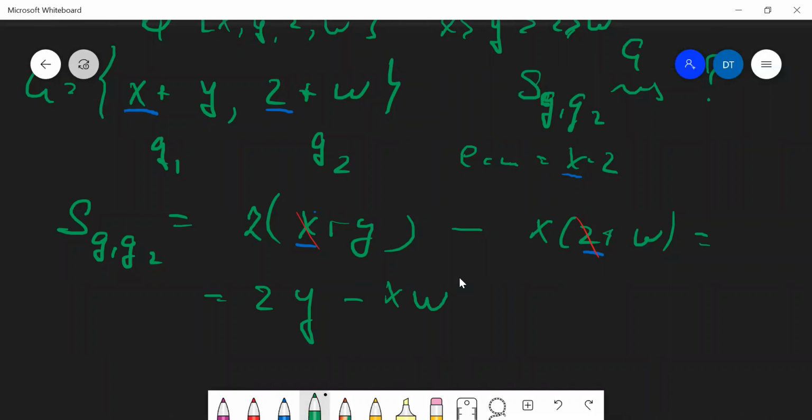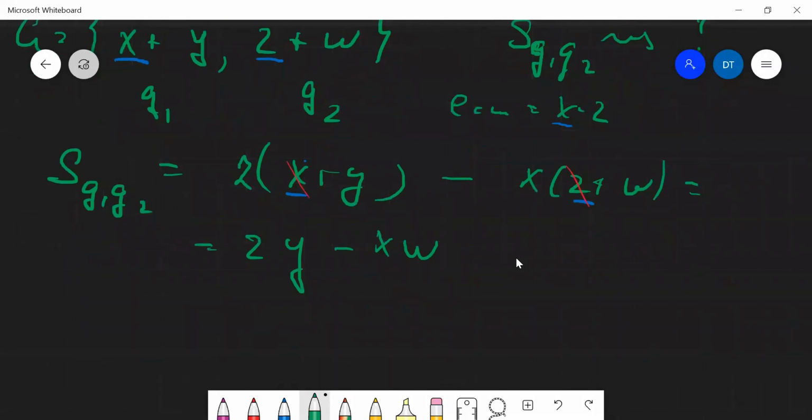Are there any questions regarding how we computed the S polynomial? Is it clear? Could we do it in another way around? It is x multiplied by z plus w, minus z multiplied by x plus y. So z G2 minus x G1.